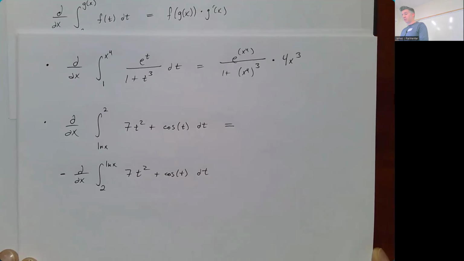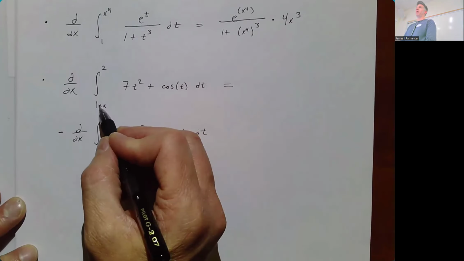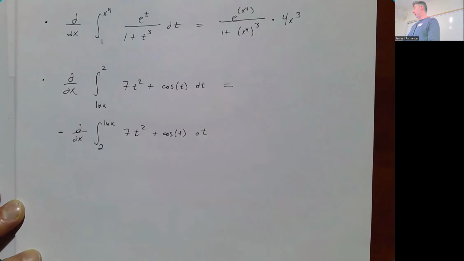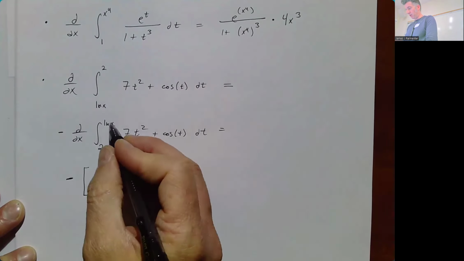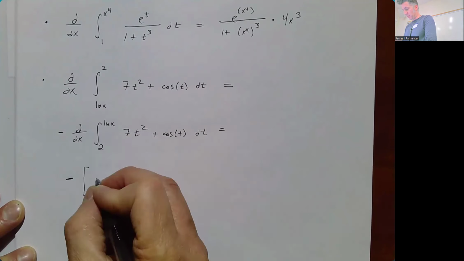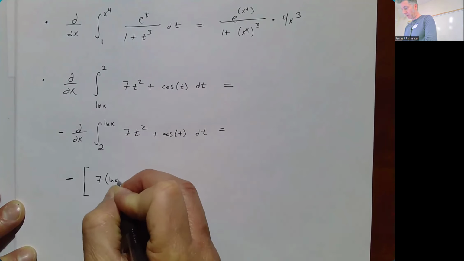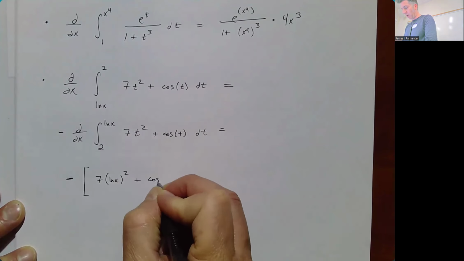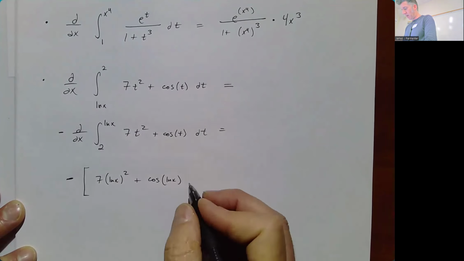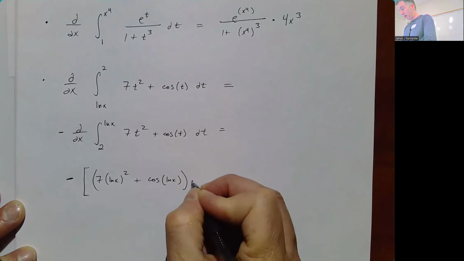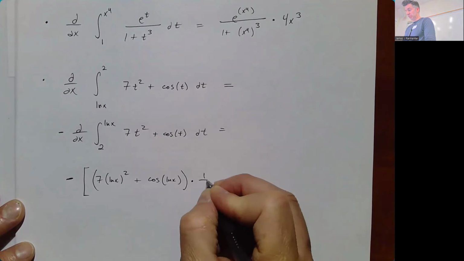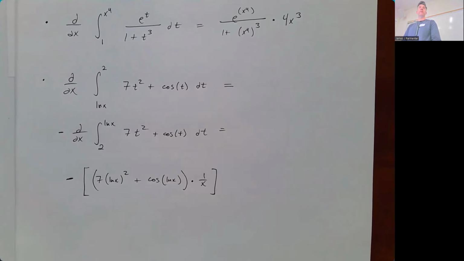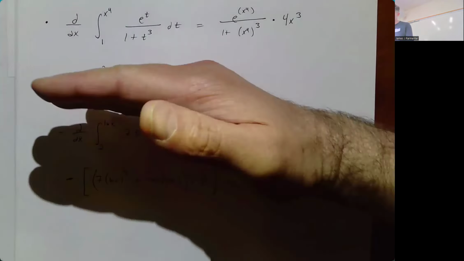Most people would probably just skip that and say, oh, the variable's on the bottom. It's going to be the negative of what you would have normally gotten, and say that we're going to get negative. I'm going to plug in the natural log of x for every t, and it's 7 times the natural log of x squared plus cosine of the natural log of x. And then all of that has to get multiplied by what? One over x, the derivative of the natural log of x. But we could totally skip writing that part there.